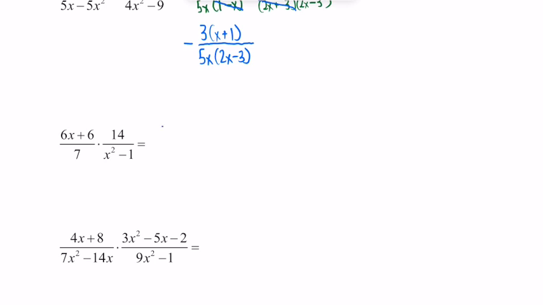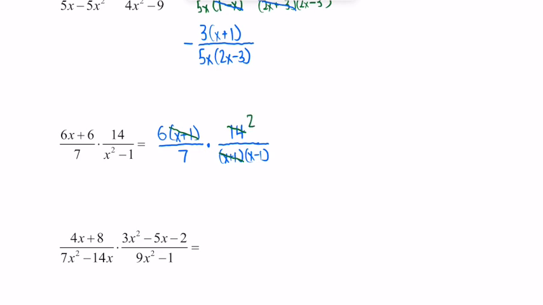For 6x plus 6, we can factor out a greatest common factor of 6, and we would have 6 times x plus 1. Our denominator there is 7. The numerator of the second fraction is 14. In the denominator of the second fraction, we have a difference of squares. Factoring x squared minus 1, we would have x plus 1 times x minus 1. We can see then that there's an x plus 1 factor in the numerator and denominator. We can also see that 14 and 7 are both divisible by 7.